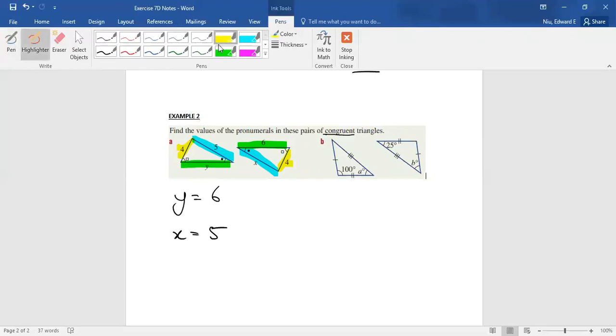Next one, what we have here is a slightly trickier problem because here we've got a 100-degree angle and it's not labeled in the right side. So let's label it here so we don't forget. So this angle here is 100 degrees. And we're asked to find A.